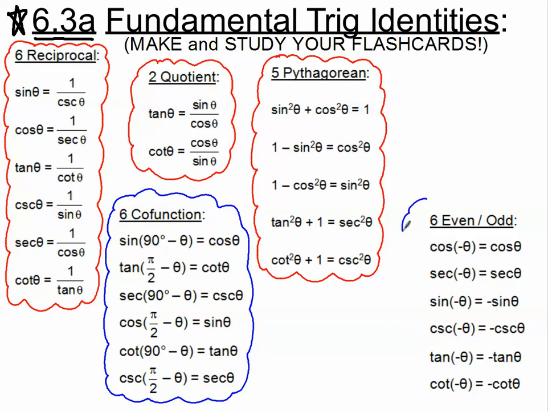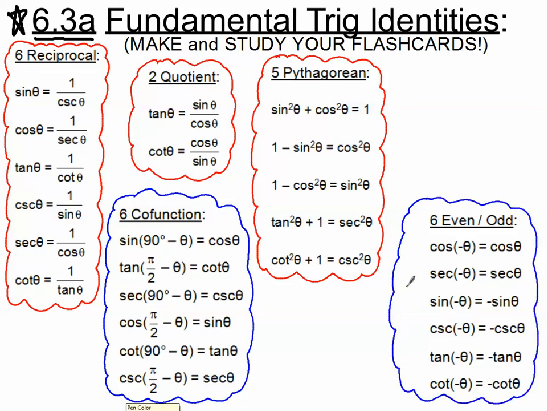The other 6 are your even and odd functions. Of the 6 trig functions, 2 of them are even. The 2 that are even are the cosine and the secant. These are your 2 even functions. And what I mean by that is that their graphs are exactly symmetrical over the y-axis if you fold. Or in other words, if you put a negative angle as the input, that does not change the output. The cosine of a negative angle is the same as the cosine of its positive angle. The output does not change when you put a negative input.